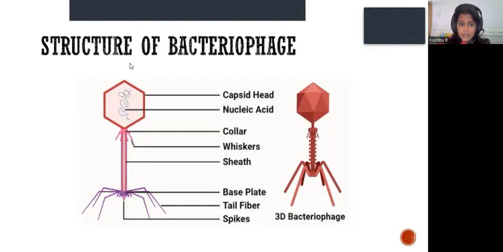This nucleic acid encodes for all the signaling processes and all pathogenicity. The collar, whisker, and the sheath are the intermediate between the head and the tail, and help in adhesion. There is something called the base plate, tail fiber, and the spikes that are part of the tail of the bacteriophage, which also help in adhesion. The spike also creates a pore in the cell wall of the bacteria where they adhere, so that the nucleic acid can be injected from the head through the sheath and enter inside the host.